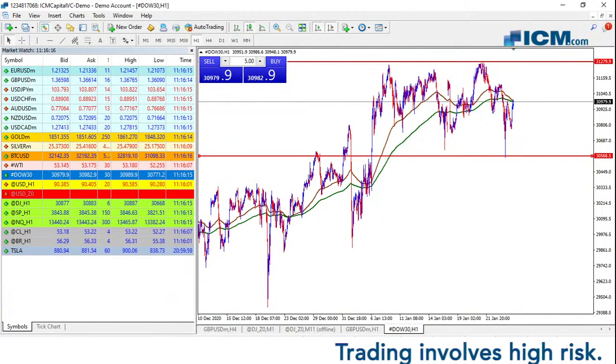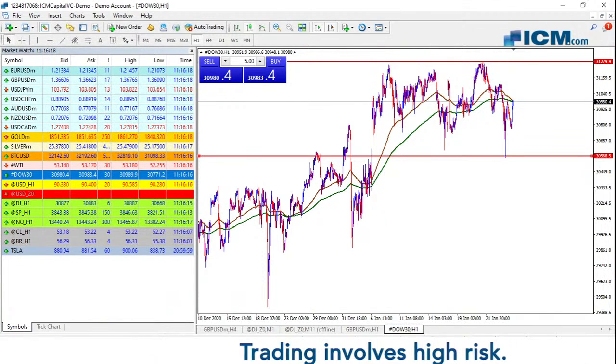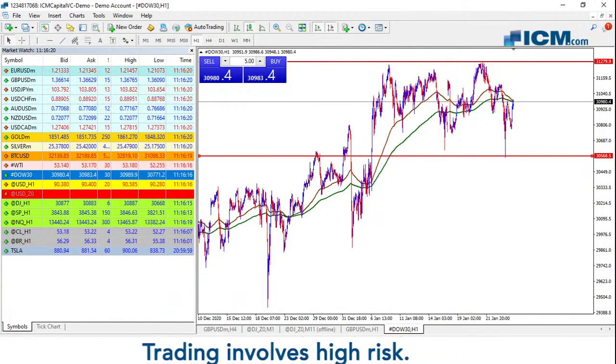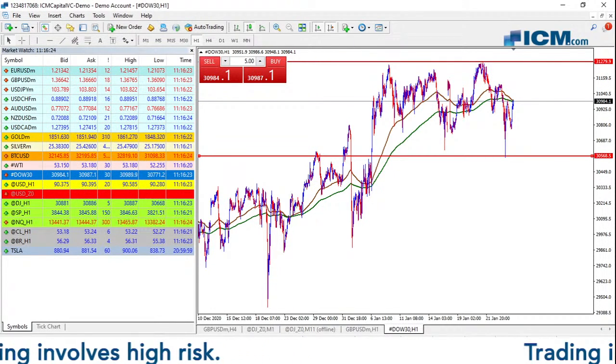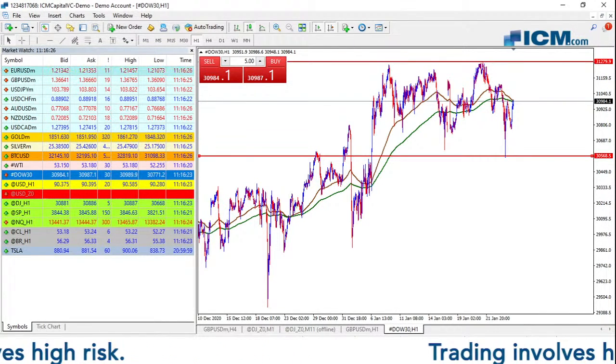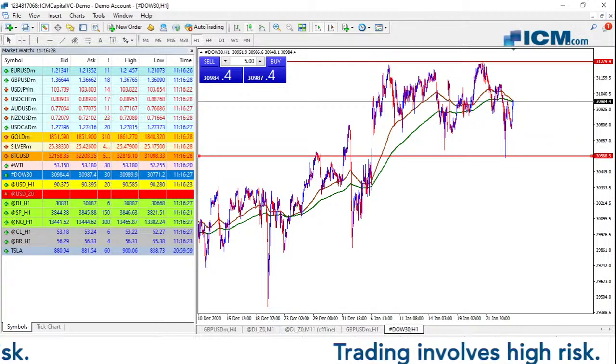This is all for today's session. I'd just like to remind you that all the information, news, analysis, and opinions mentioned in this session are only for educational purposes and shouldn't be taken as a signal whether to buy or to sell any financial instrument, and ICM doesn't provide any investment advice.